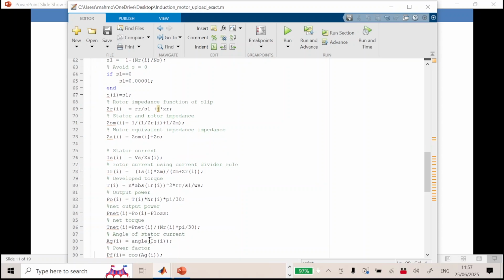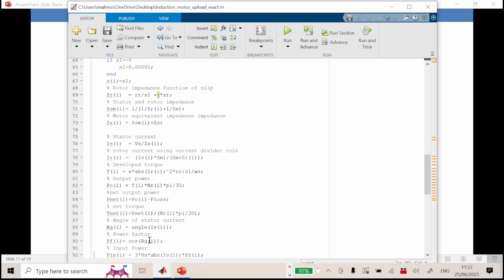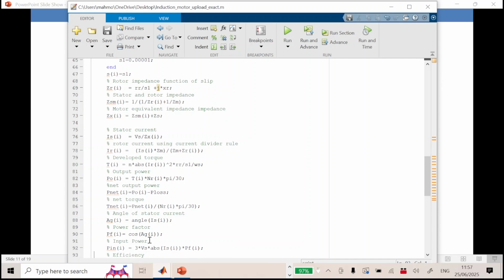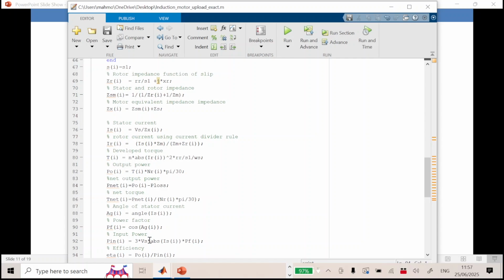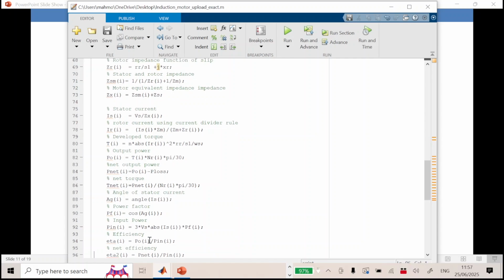We need to calculate the angle of the supply current to calculate the power factor. Here the power factor will be the cosine of the angle of the current, assuming that the voltage has an angle of 0. If the voltage has an angle, the power factor will be cosine of theta V minus theta I. What about the power input? The power input is 3 V supply multiplied by the absolute value of the stator current multiplied by the power factor.